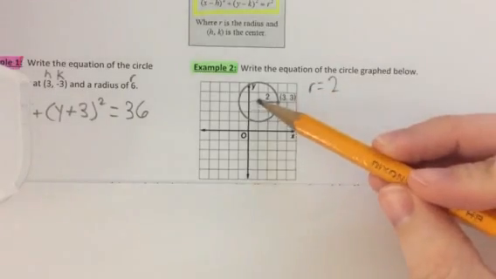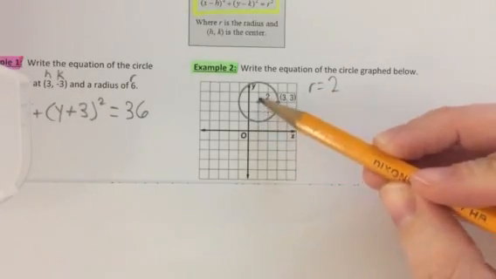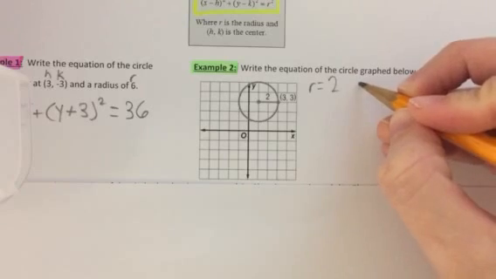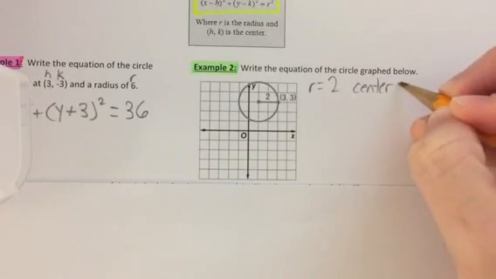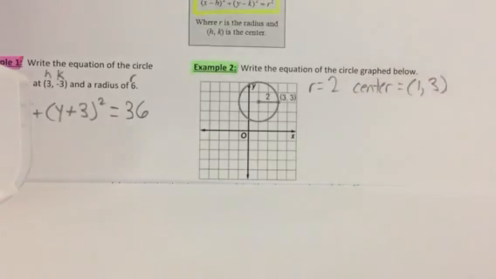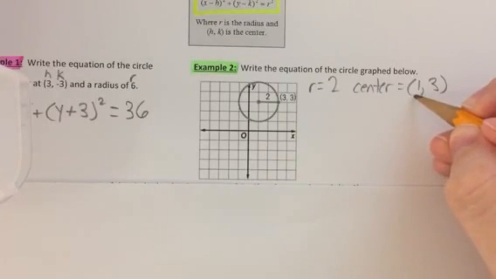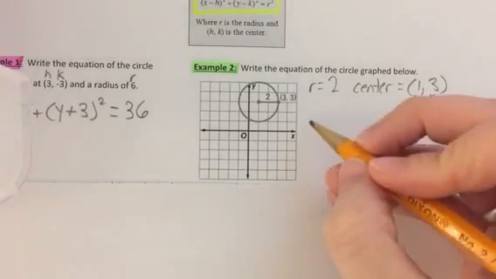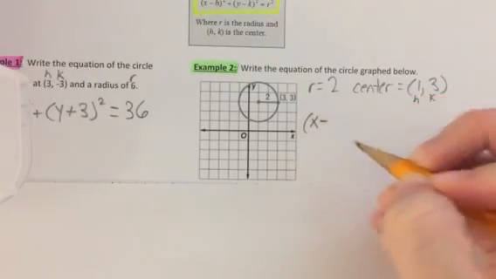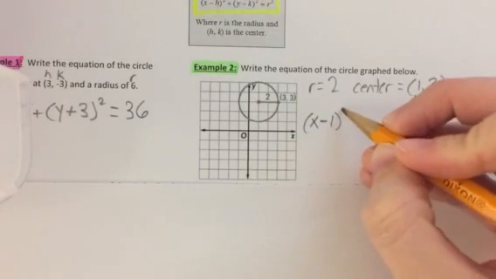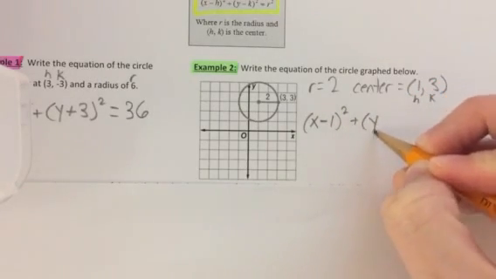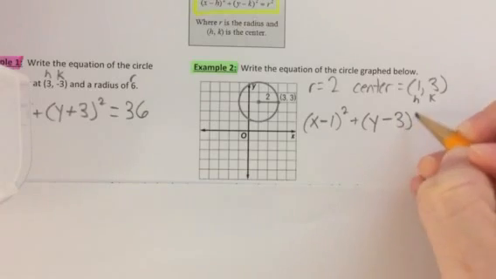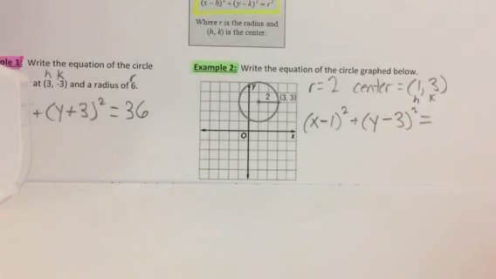And then I can find my center there. That looks like it's the point (1, 3). So center is the point (1, 3). Okay, and I know that is my h and my k. So I'll make a little note of that. So let's go ahead and fill it in for our equation. We get x minus h, which is 1, whole thing squared, plus y minus my k, which is 3, whole thing squared, and that all equals my radius squared. So 2 squared, which is 4. And that's it. That would be my equation.